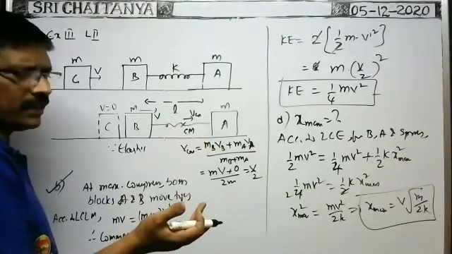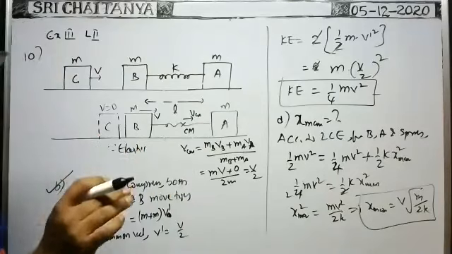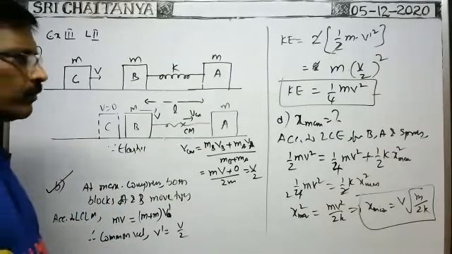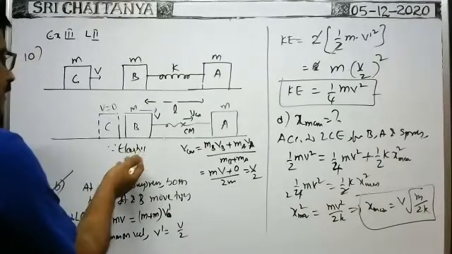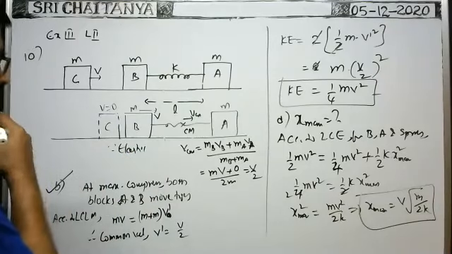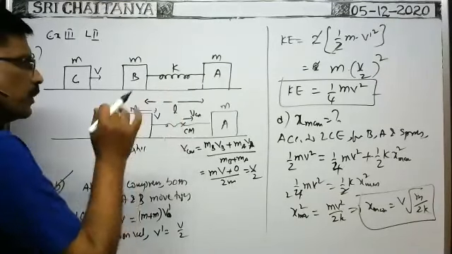The spring has no kinetic energy. The spring has only potential energy because the mass of the spring is negligible now. So option A is not correct. B is correct. Next, what is the maximum compression in the spring?